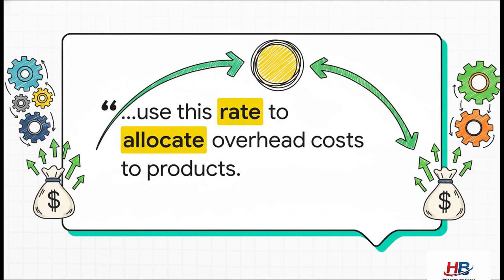And that's the whole point. We then use this rate to allocate the overhead costs fairly. So if product A needs 5 machine setups, we assign it $500 of that overhead. But if product B only needs 2 setups, it only gets $200. See? It's fair, it's accurate, and it's all based on actual usage.